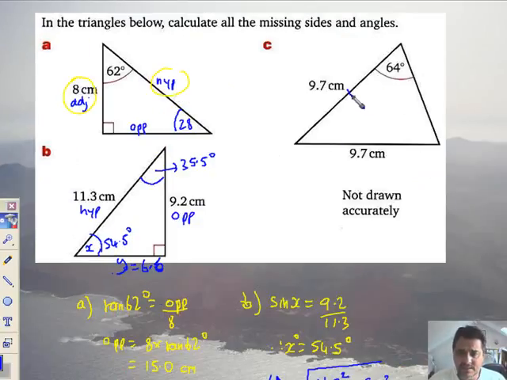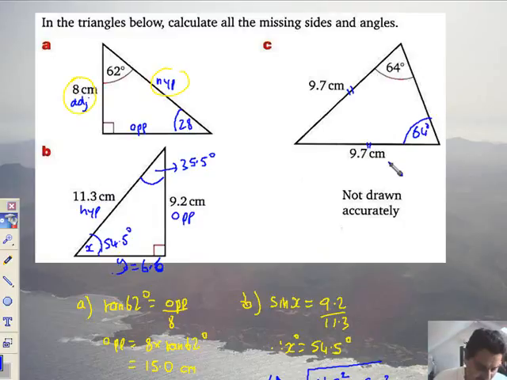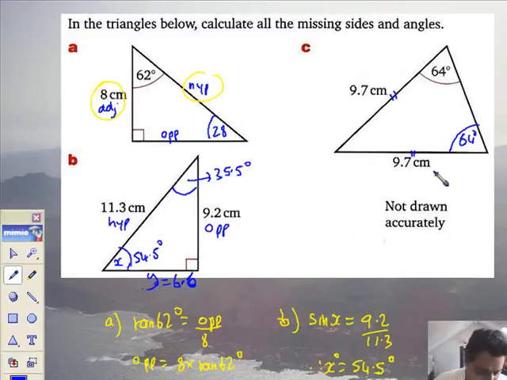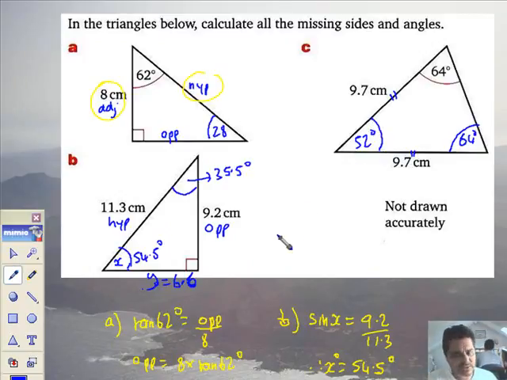64. Please note, isosceles triangle, two 9.7s, which means these two angles must be the same. So that's also 64 degrees. 64 and 64 is 128. So 180 take away 128 gives me the missing angle of 52 degrees. So that's 52 degrees. Lovely. So I've got three angles and two sides.